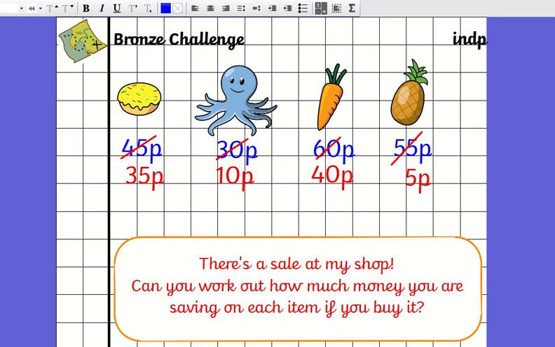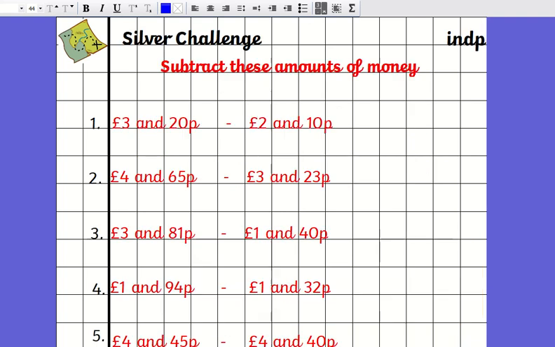So then, bronze challenge. You've come to my shop and there's a sale. Can you work out how much money you are saving if you buy one? Saving on each item if you buy it. So this donut was 45p, it's now 35p. How much money have you saved? Same with the octopus, the carrot and the pineapple.